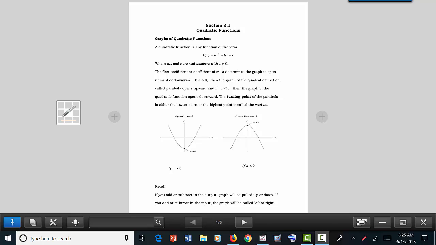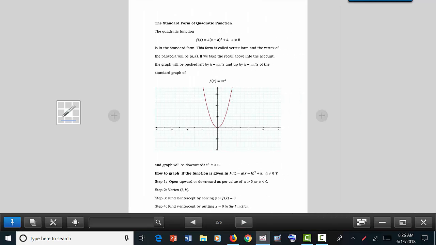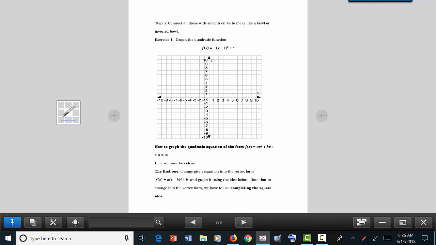Hello class. Today we will go over a few problems from section 3.1. Before we go over the problems, I want you to read this information, which is really helpful for this section. Now let's go over exercise number 1.